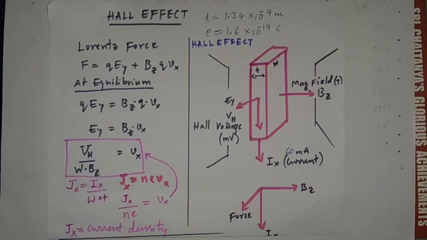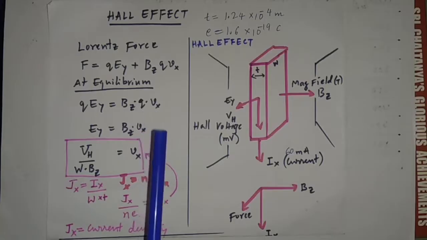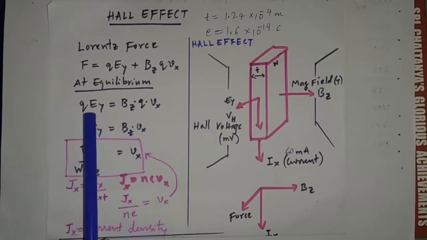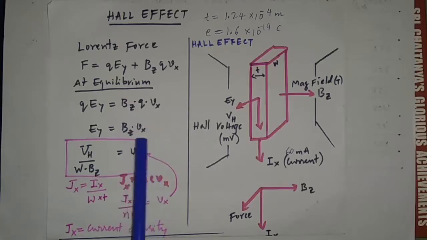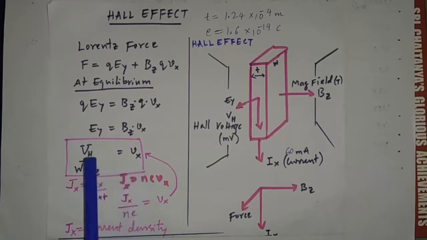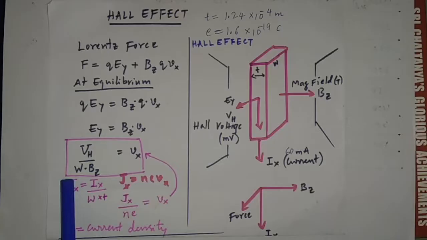At equilibrium, we have a situation where the force due to electric field is balanced by the force due to the magnetic field on the charge. So Q into Ey equals Q into Bz into Vx. Now by substituting, we get the expression Vx is equal to Vh divided by W into Bz, where Vh is the Hall voltage. So we have written the field as a potential gradient, Vh divided by W.